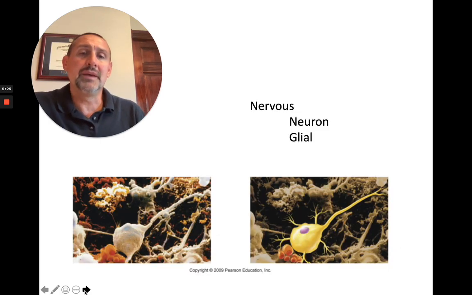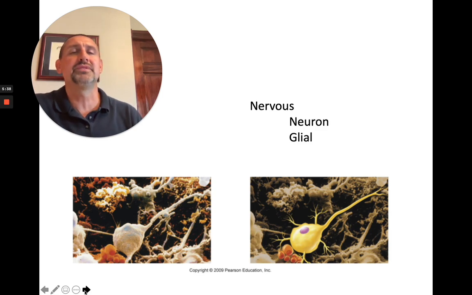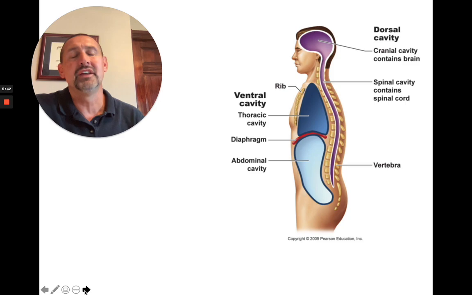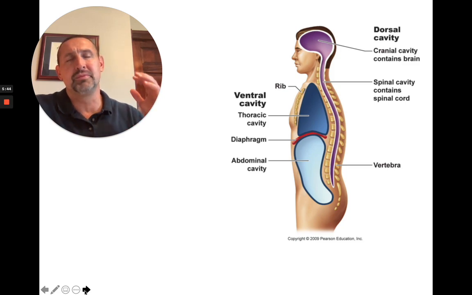The last tissue type is nervous tissue. The two cells that make up nervous tissue are the neurons, which transmit and send information like nerve signals, and the glial cells or neuroglial cells, which help to support and protect the neurons. We can find nervous tissue in places like your brain and spinal cord.